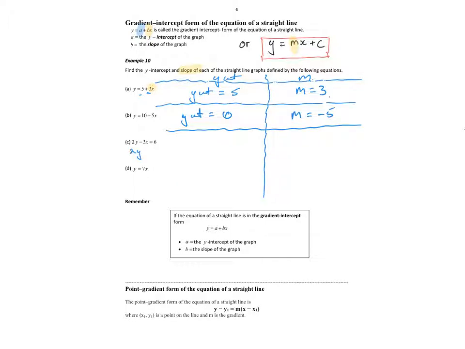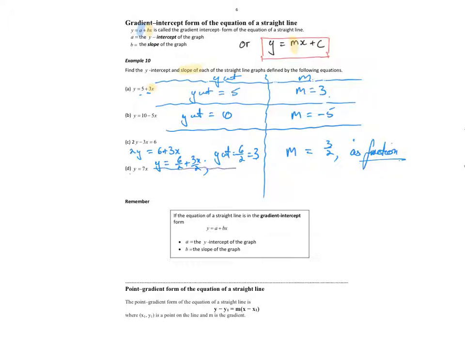Example C, we need to rearrange first into y equals mx plus c form. So let's take 3x across by adding it to both sides, divide everything by 2, so 6 over 2 plus 3 over 2x. That gives me a y-intercept of 6 on 2, which hopefully we know is 3, and my gradient as 3 on 2, so m is equal to 3 on 2. And let's leave all of our fractions as fractions. Don't work with decimals. It's much nicer to work with fractions as we go forward.